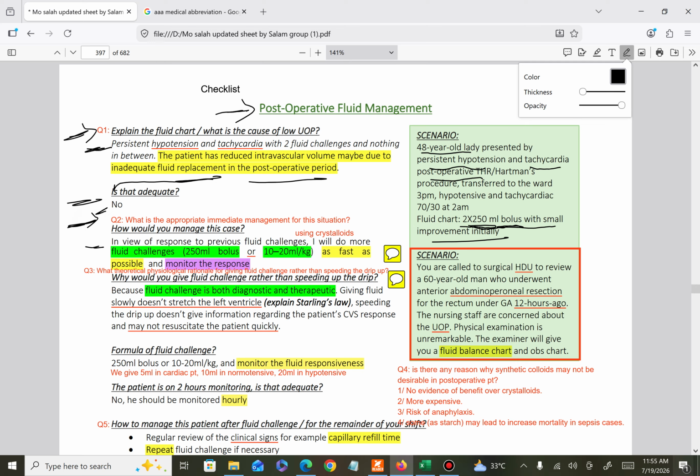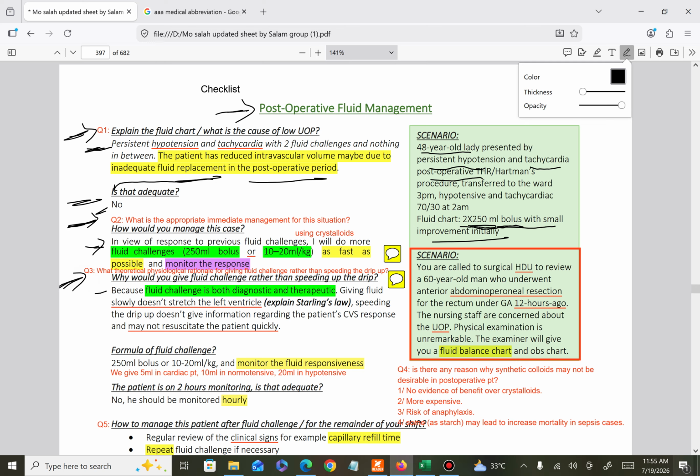So in view of the response to the fluid challenges, we will do more fluid challenges, 250 ml bolus or 10 to 20 ml per kg as fast as possible, and monitor the response. The other question is, what is the theoretical physiological rationale for giving a fluid challenge rather than speeding the drip up?